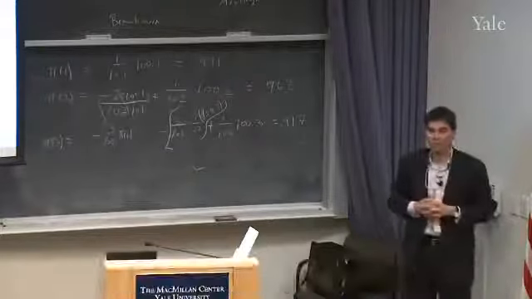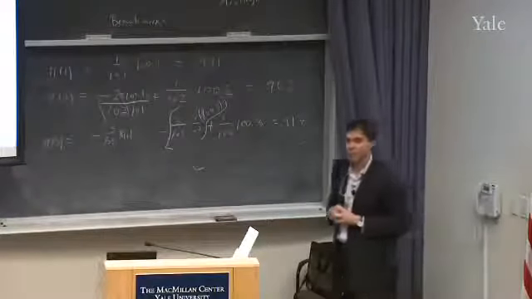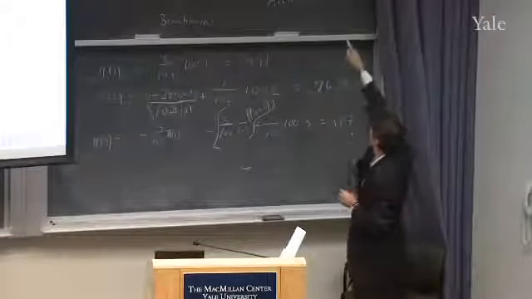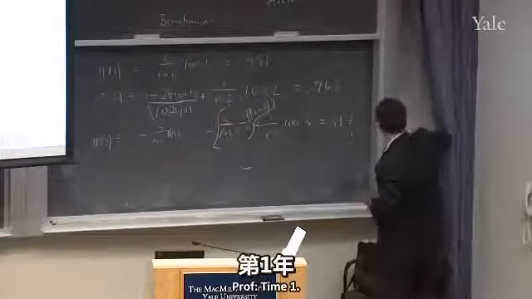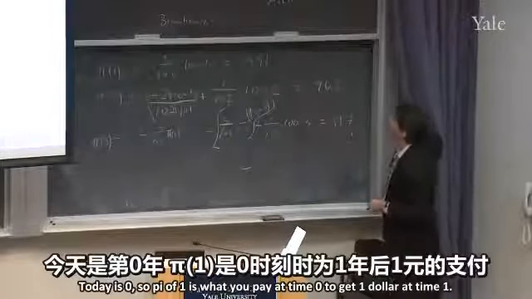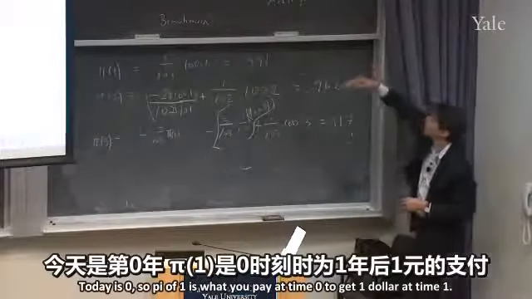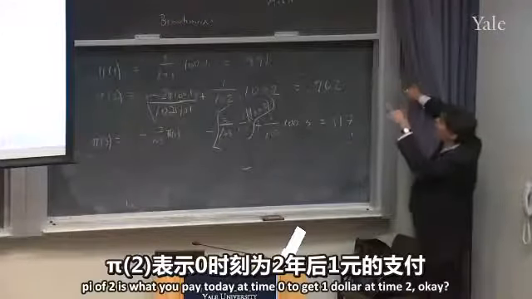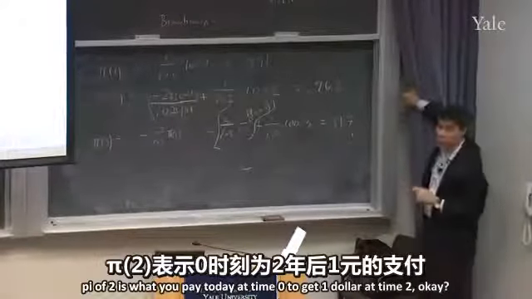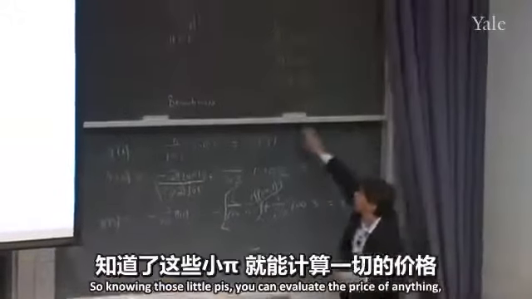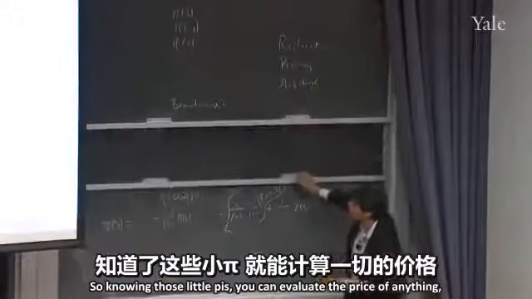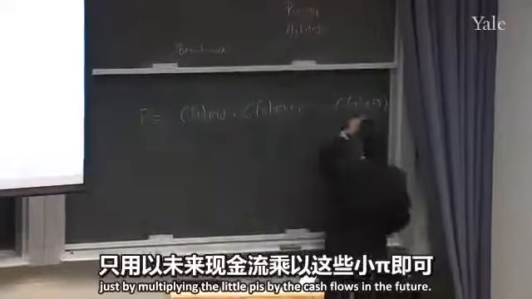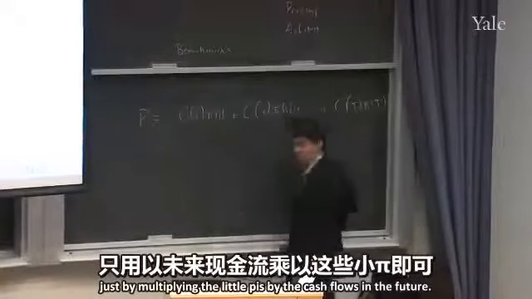Yep. Sorry, just to clarify, so pi of 1 is today's price for $1 at time 2 or at time 1? Time 1. Today is 0. So pi of 1 is what you pay at time 0 to get $1 at time 1. Pi of 2 is what you pay today at time 0 to get $1 at time 2. Okay, so knowing those little pi's, you can evaluate the price of anything just by multiplying the little pi's by the cash flows in the future.